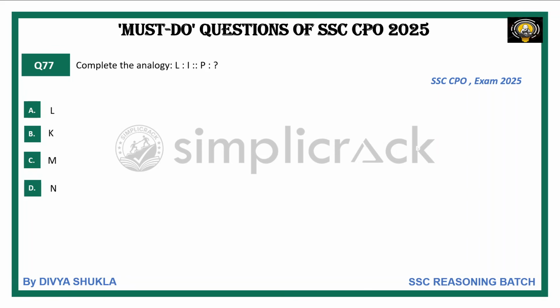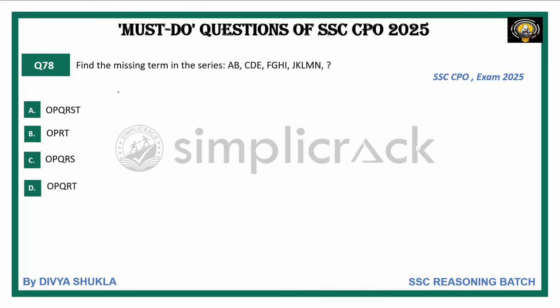Let's see the next one. Complete the analogy. L is related to I. In the same way, P is related to what? L is 12, I is 9, P is 16. So I am subtracting 3 from it. That means I need to subtract 3 from P, that is 16 minus 3, I should be getting 13. 13 is the place value of M. Option C is the right answer for this question.